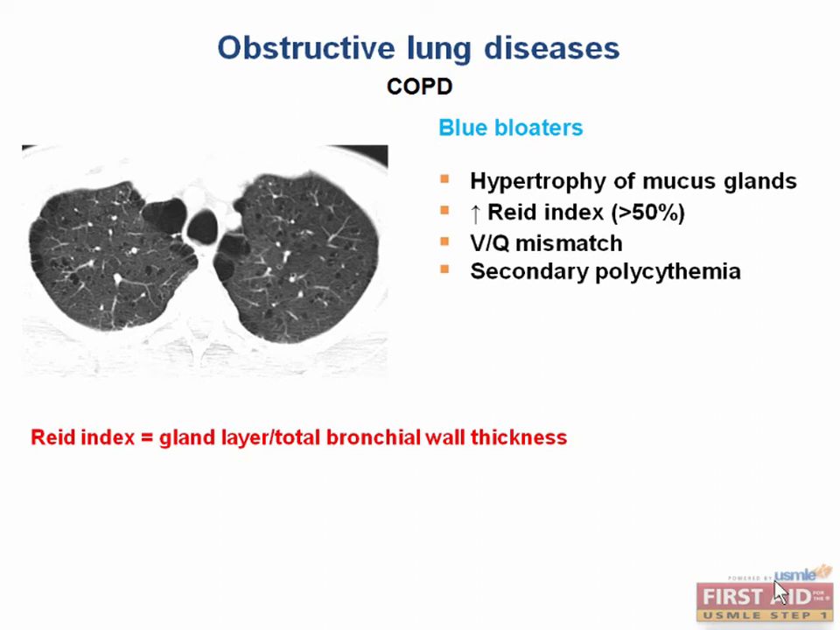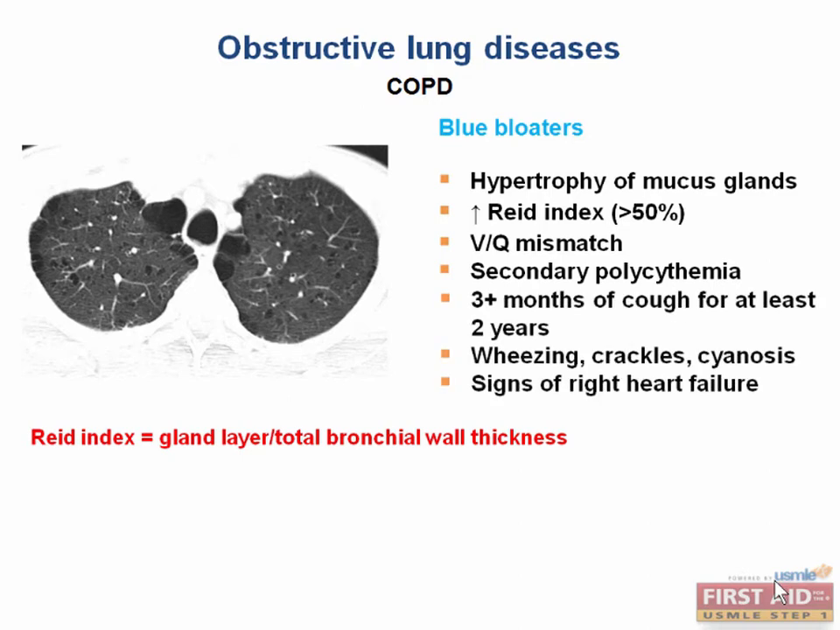Now, how will you know a blue bloater? Well, these patients classically present with a chronic cough for greater than 3 months per year for at least 2 years. They also have wheezing, crackles, and cyanosis from shunting, and dyspnea on exam. You might also see signs of right heart failure, also known as cor pulmonale, which gives them that swollen, bloated look.